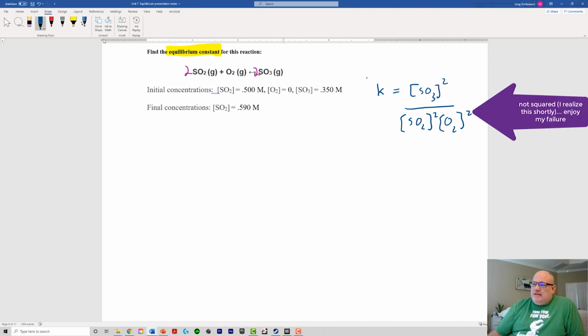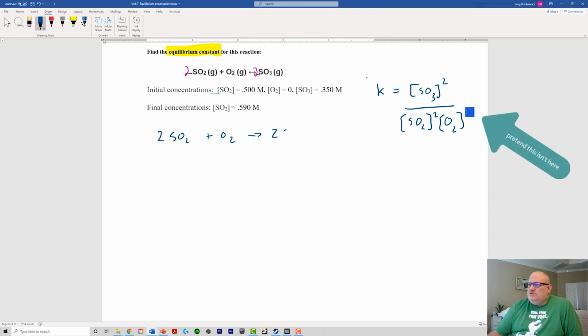So let's go back down, and I guess I should have flipped these around in the problem, but I'm going to write our reaction. I'm going to do a Rice table here. It's going to be 2SO2 plus O2 goes to 2SO3.